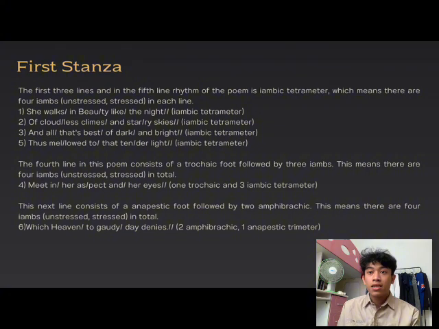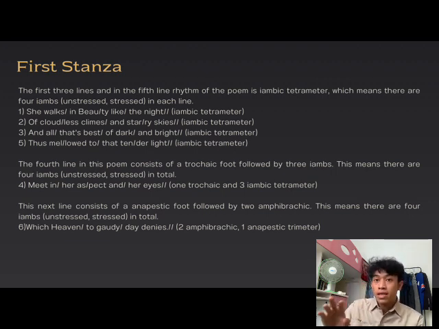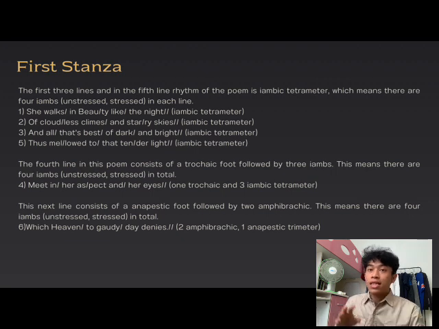And the fourth line consists of a trochaic foot followed by three iambs. This means that the fourth line consists of one trochee and three iambs, an iambic tetrameter. And the last line of the first stanza consists of two amphibrachs and one anapestic trimeter.